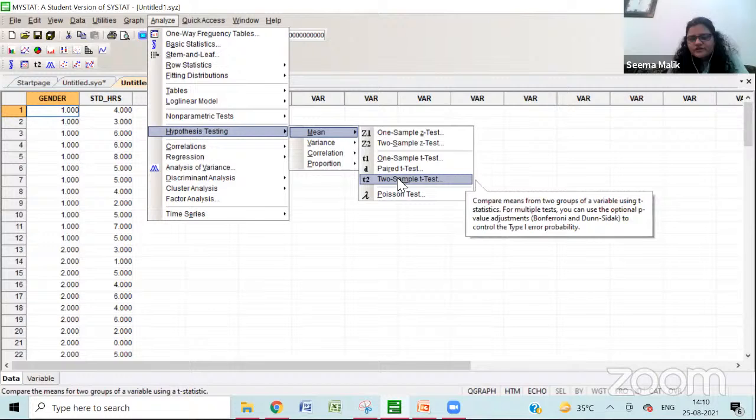And there is a brief description about it. Compare means from two groups. It is very much clear from here. It compares two groups. So two groups are there, that is boys and the girls.